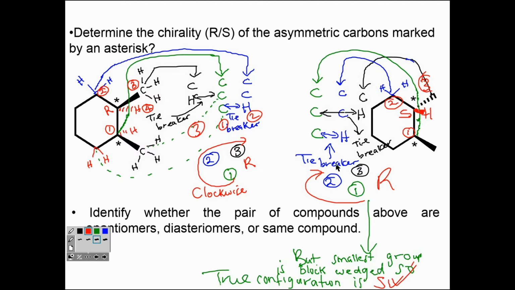We are going R. Our smallest group on the asymmetric carbon has a bold wedge bond. It needs to have a hatched or dashed bond. So since we got an R here, the true assignment is an S. Since the smallest group is a bold wedge, the true configuration is an S for that one. Let's do the other lower asymmetric carbon.